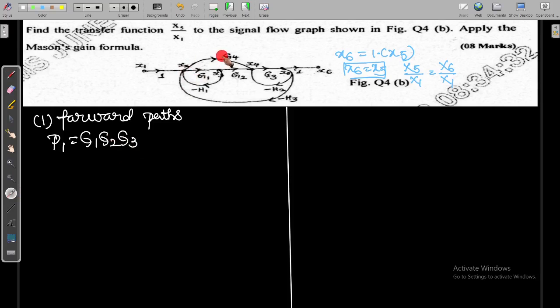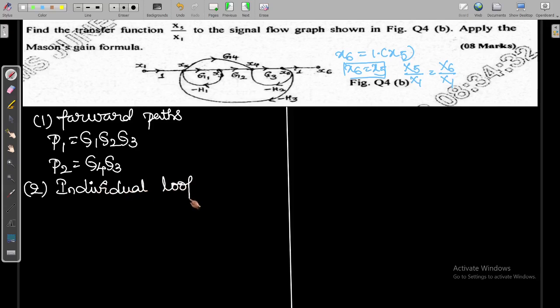That is g4 and g3, that is another forward path. p2 will be g4 and g3, that is the second forward path. So you have only two forward paths. After that you have to identify how many individual loops are there.